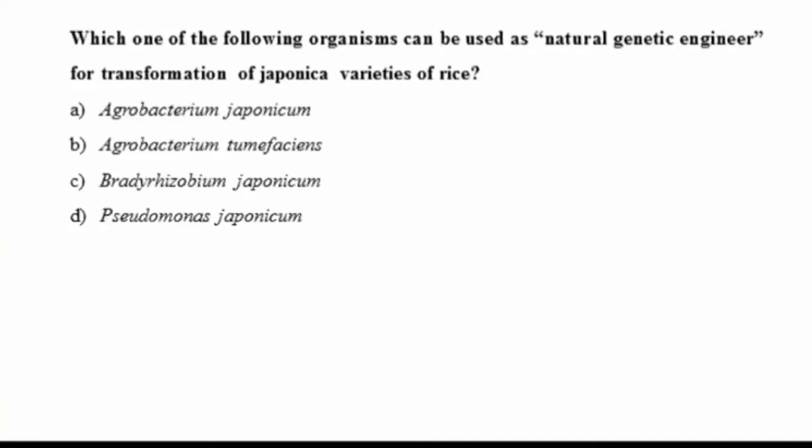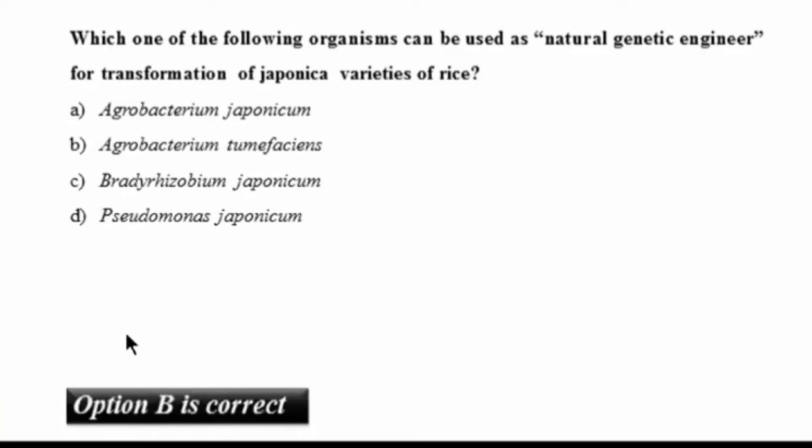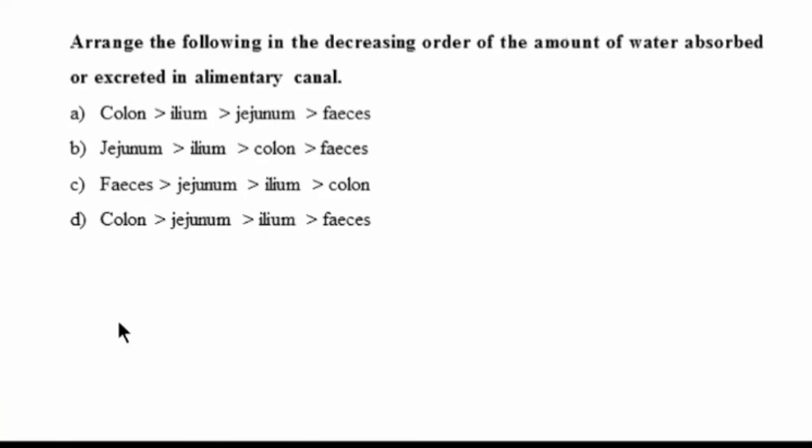The next question is, which of the following organisms can be used as natural genetic engineer for transformation of japonica varieties of rice? We all know that Agrobacterium tumefaciens is a soil bacteria known as the natural genetic engineer, and it has a natural ability to genetically engineer a plant. So the correct answer to this question is going to be option number B.